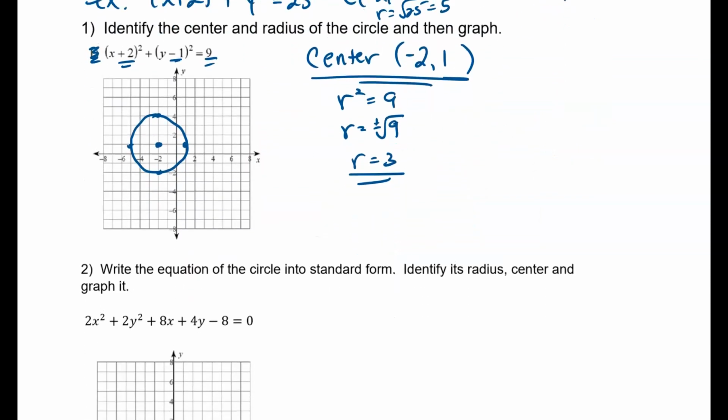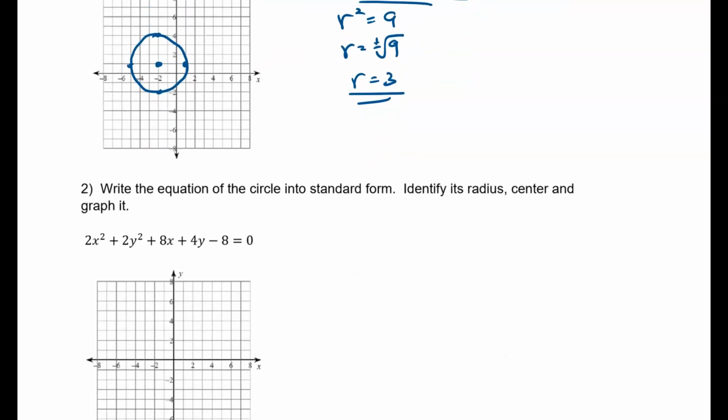Now, the big takeaway that you need to take from these, my friends, is the fact of using the completing the square. Now, when you're working on number 2, it says write the equation of the circle in standard form, and it says identify its radius, center, and graph it. With this, the thing you need to remember is I don't want any value in front of my x squared and my y squared.